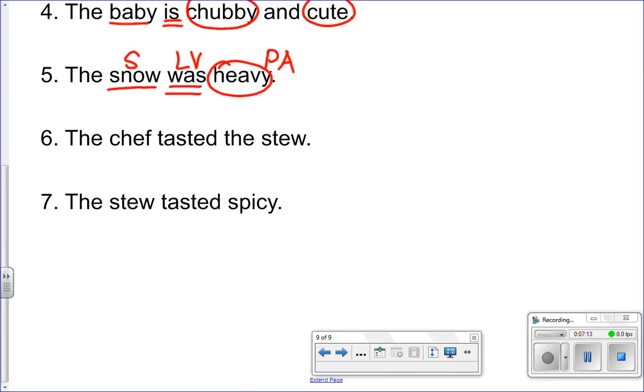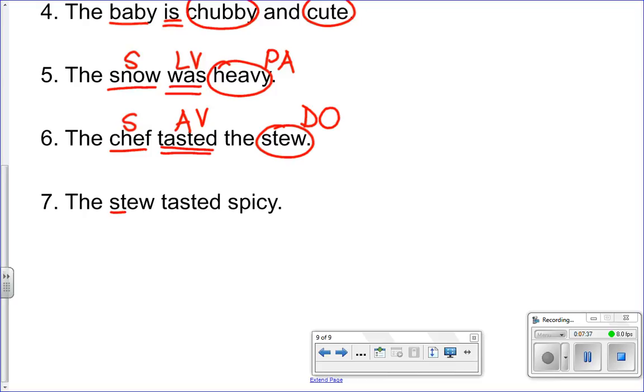Number 6, chef is our subject. Tasted is our verb. In this sentence, the chef is doing the tasting, so this is an action verb. We need to check for a direct object. The chef tasted what? Stew is the direct object. There is no word that can function as an indirect object. There's no noun or pronoun between tasted and stew.